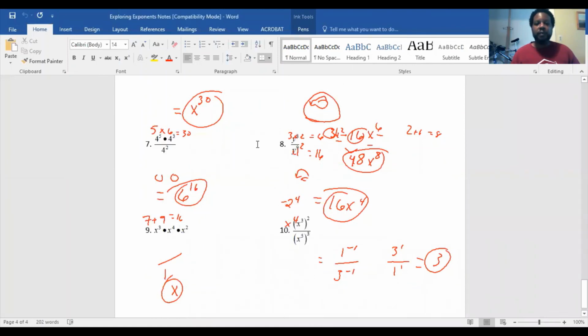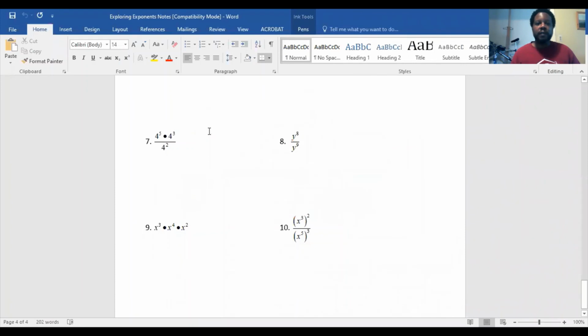Okay, we have 4 more examples to look at. All right, we're going to use our power rule at the top. That means we're going to keep the base and then add the exponents together. So we have 4 to the 8th power.